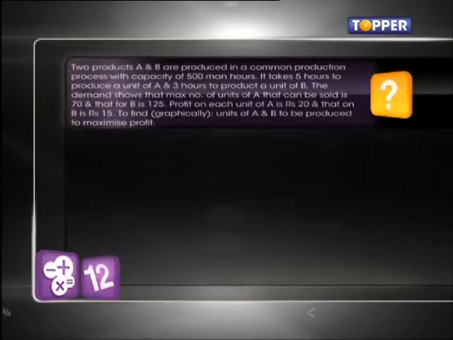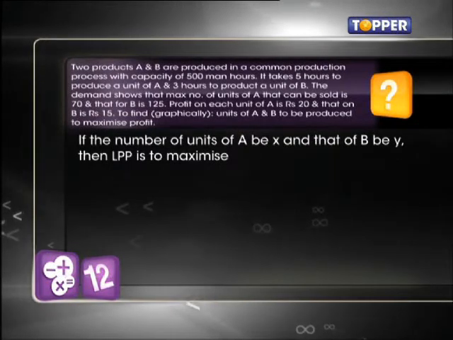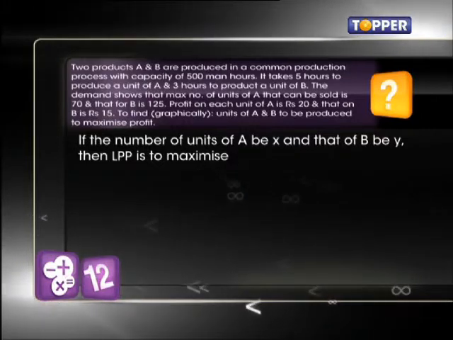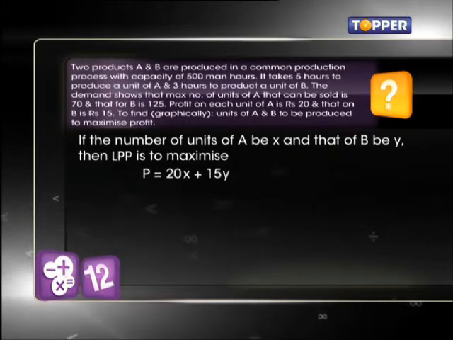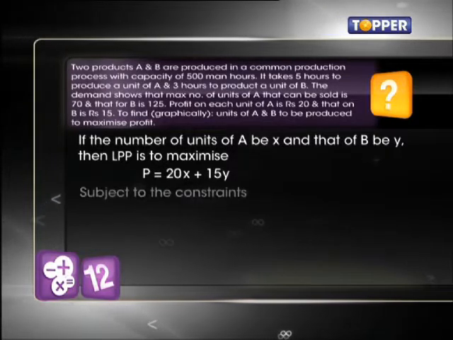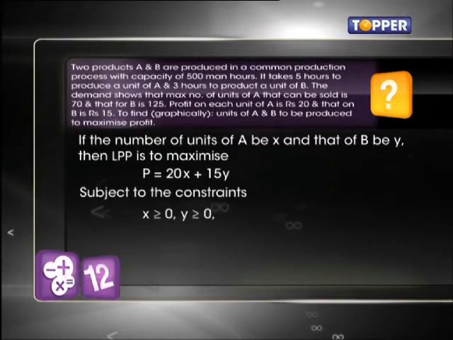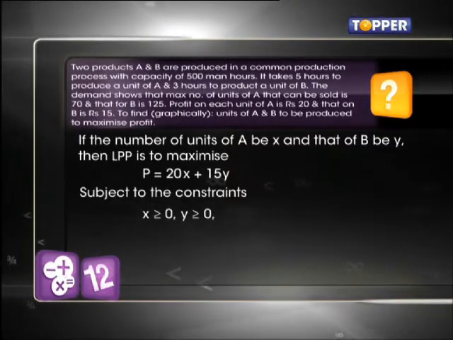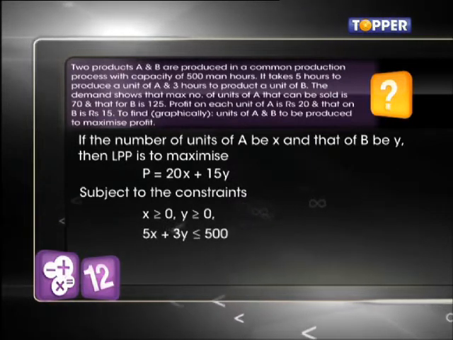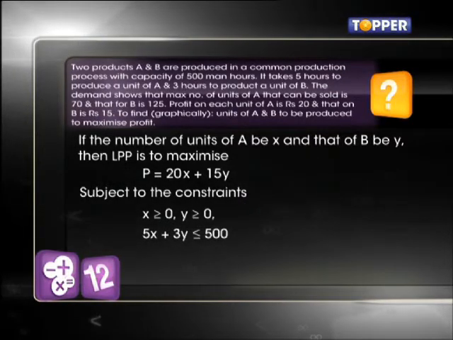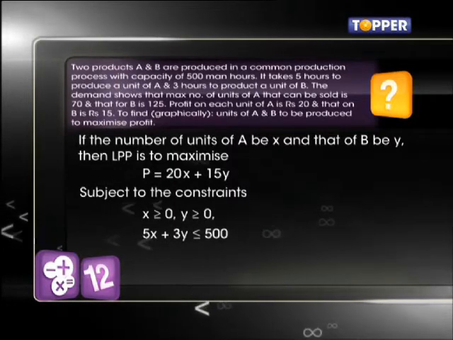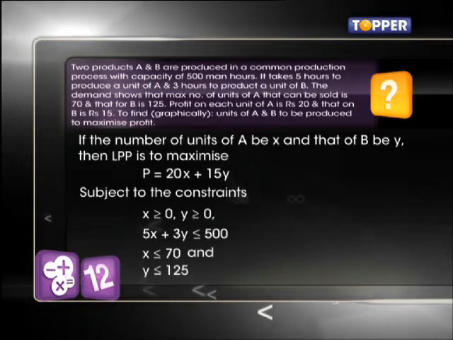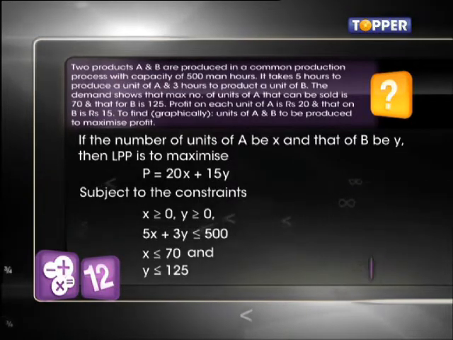Let's get solving. If the number of units of A be X and that of B be Y, then our problem is to maximize P = 20X + 15Y, subject to the constraints X ≥ 0, Y ≥ 0, 5X + 3Y ≤ 500, X ≤ 70 and Y ≤ 125.